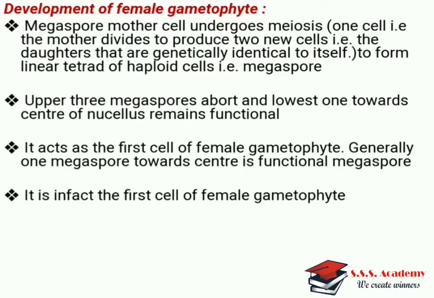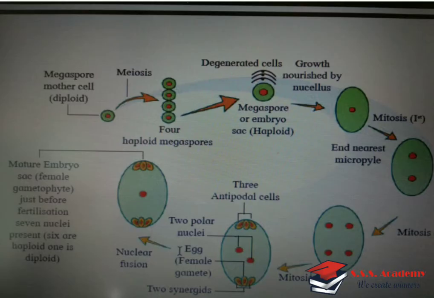What is the third point? It acts as the first cell of the female gametophyte. That is, the downside cell acts as the female gametophyte. Generally, one megaspore towards the center is the functional megaspore, and it is the first cell of the female gametophyte. That megaspore undergoes growth, is nourished by the nucellus, and then moves towards the micropylar end.